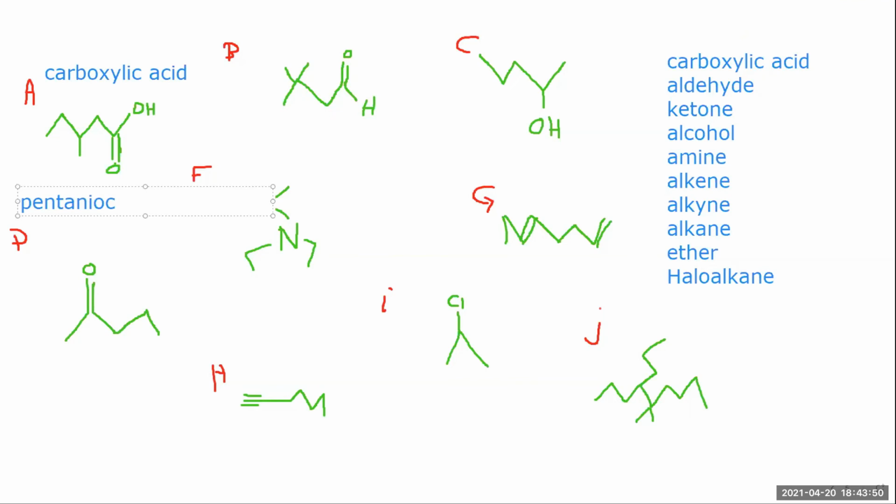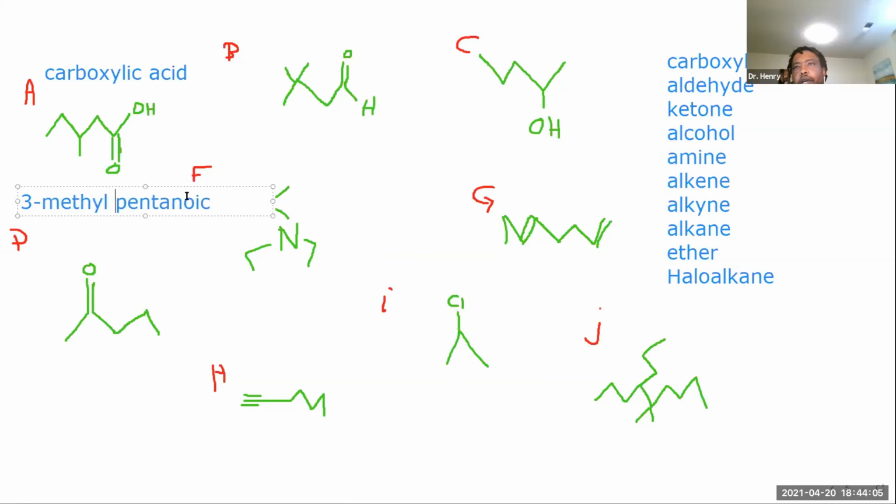Okay. And then it has what attached to it? A methyl. So the methyl's on 1, 2, 3, on the third carbon of the chain. Yep. 3-methylpentanoic acid. Okay.